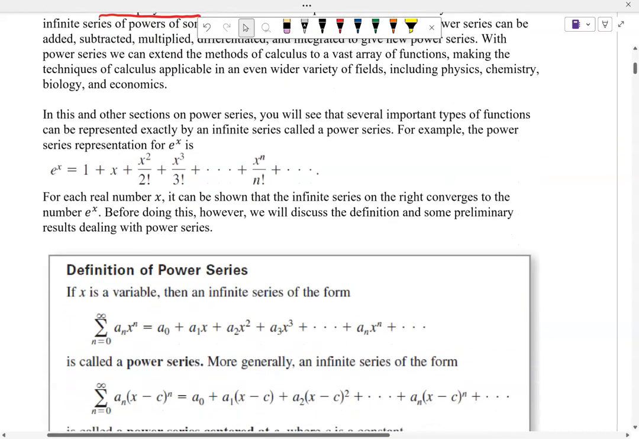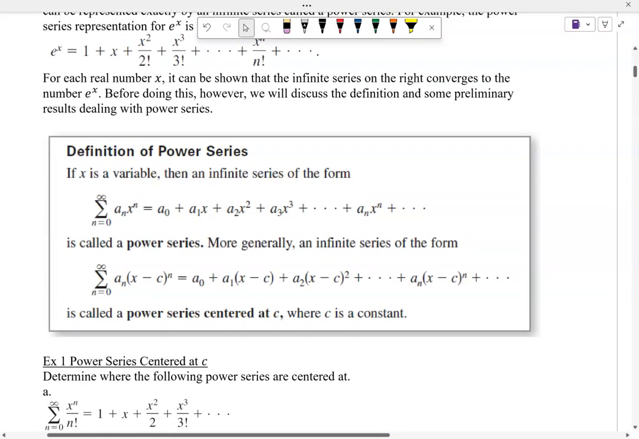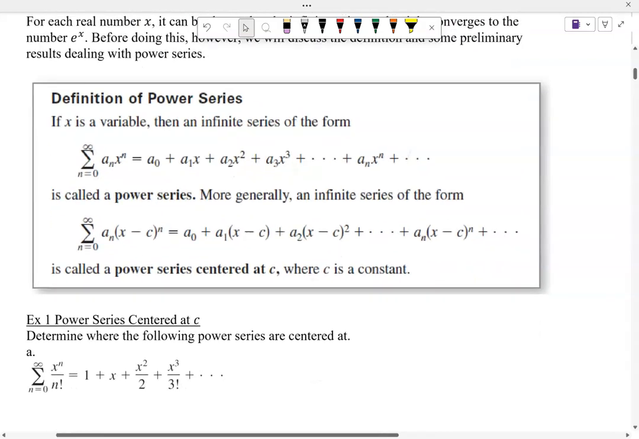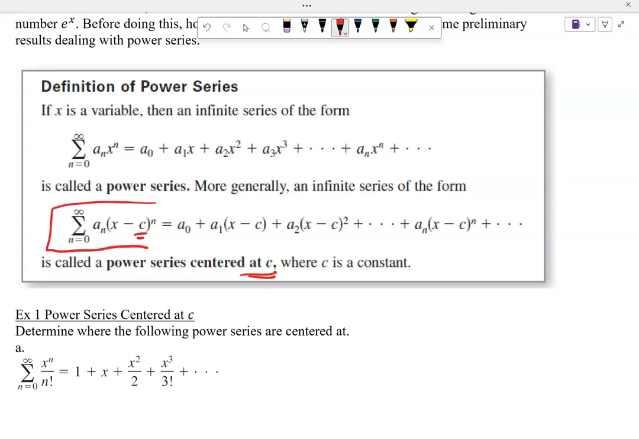I'll let you read through the rest of that in your own time, but let's take a look at the definition of a power series. Okay. So a power series is of this form. You have a sub n x to the n power, and more generally speaking, if it's centered at c, then it'll be of this form, x minus c to the nth power.